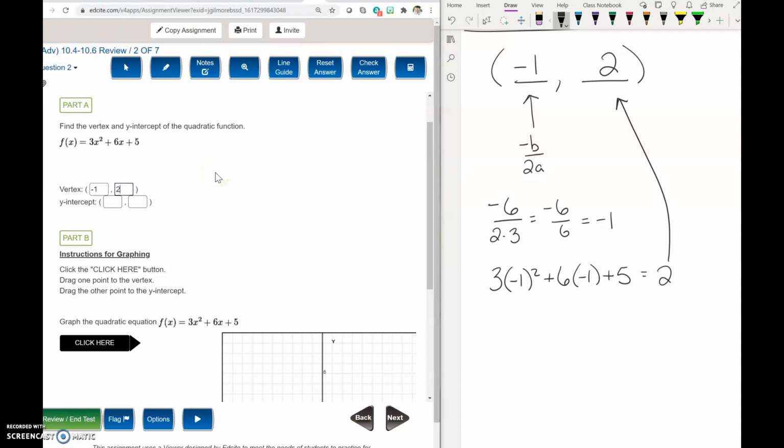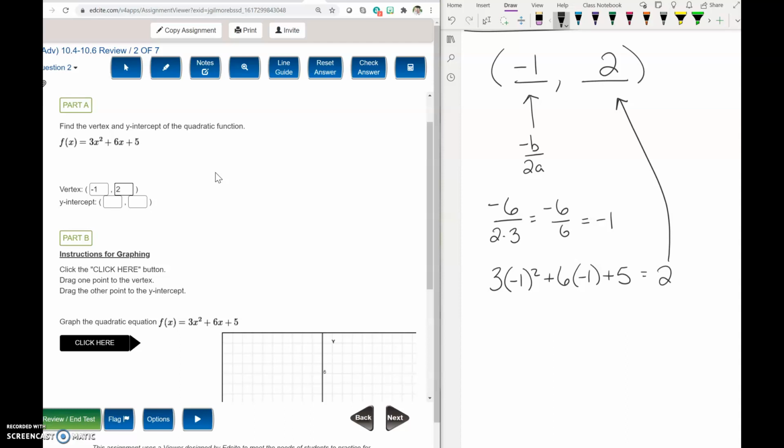And I just want to tell you really quick, if I type this into my calculator incorrectly, plus 6 times -1 plus 5, I end up with -4. So if you end up with -4 there, you need to use parentheses. You must put parentheses around those negative numbers when you're typing that into your calculator.